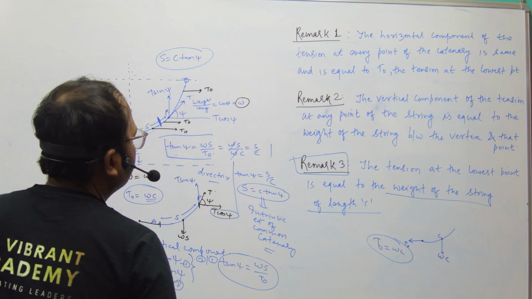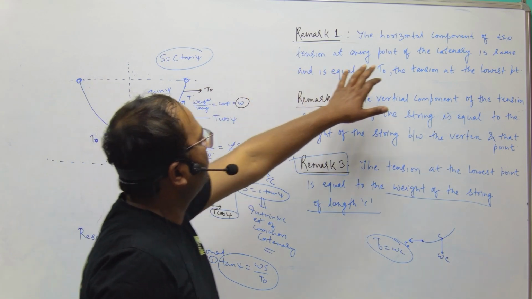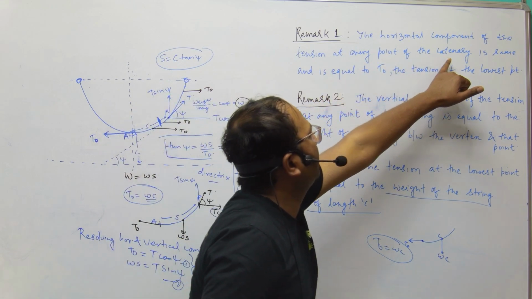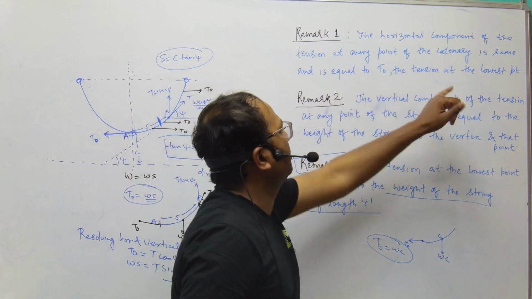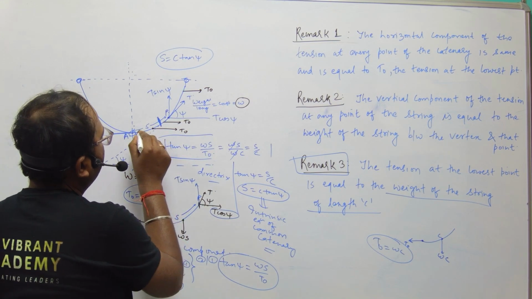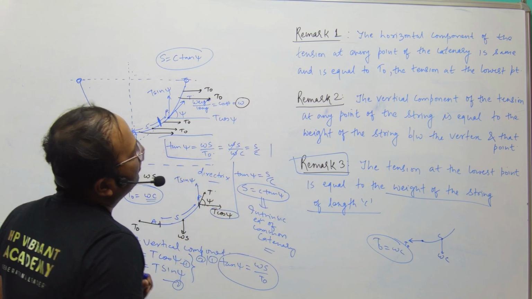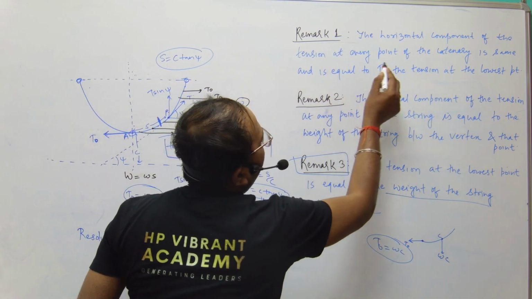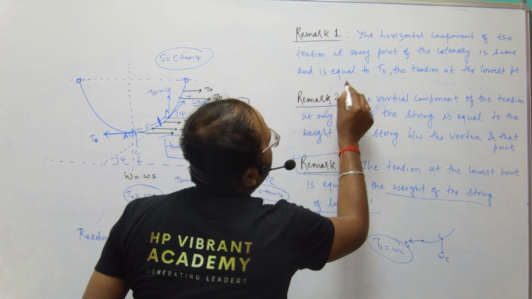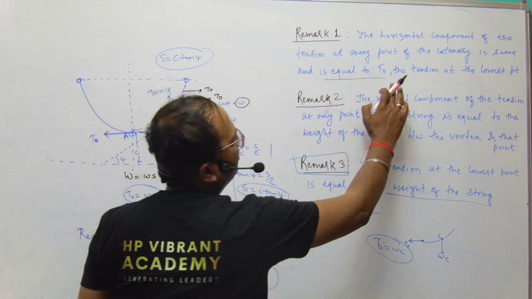Now let us discuss remarks 1 and 2 also. The horizontal component of the tension at every point of the catenary is the same and is equal to T naught. This we have already discussed, and that is equal to the tension at the lowest point.